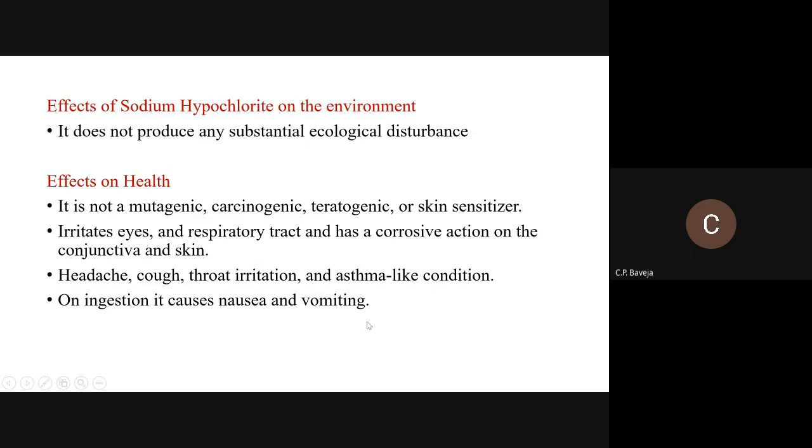Then effects of sodium hypochlorite on the environment. It does not produce any substantial ecological disturbance. And effects on the health are there. It is not mutagenic, carcinogenic, teratogenic, or a skin sensitizer, but it irritates eyes and respiratory tract and has a corrosive action on the conjunctiva and skin. Headache, cough and throat irritation may occur. Asthma-like condition may occur. And on ingestion, it can cause nausea and vomiting.